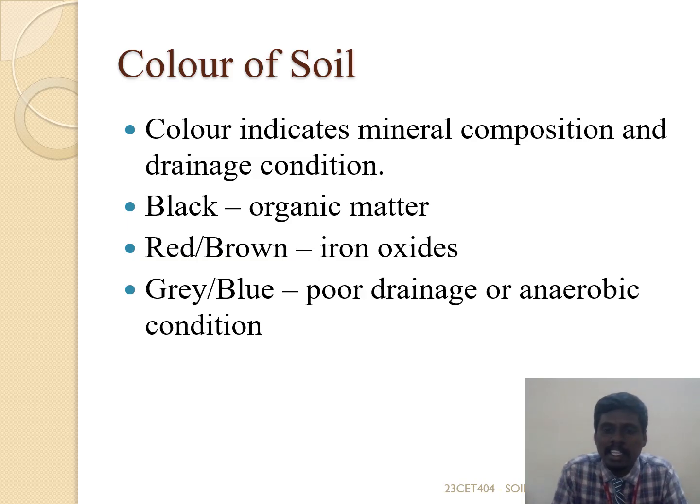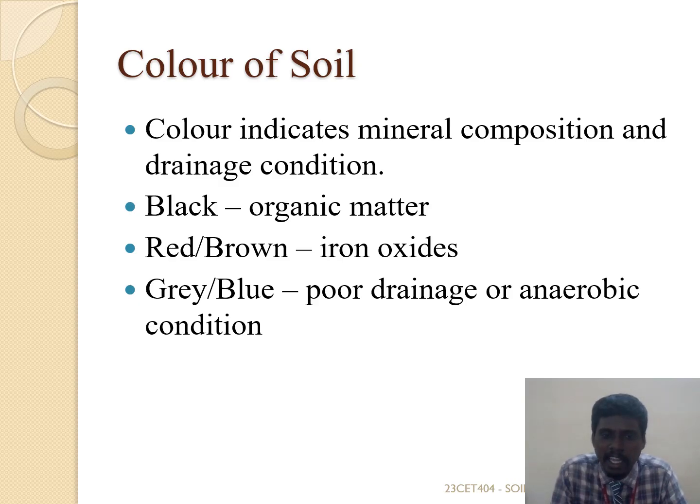The next thing is the color of soil. The color mainly represents the mineral composition of soils. What minerals are there? Based on the visual examination of color, the soil is categorized. If it is black soil, the organic matter is maximum here. And the next one, red or brown color means the iron content, that means iron oxide, Fe2O3, is maximum.